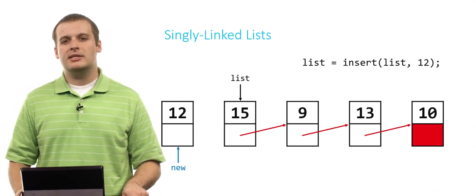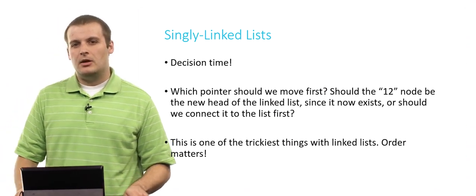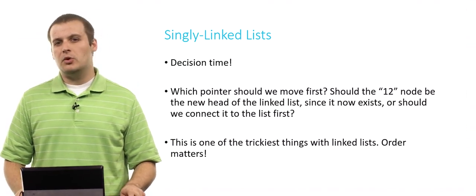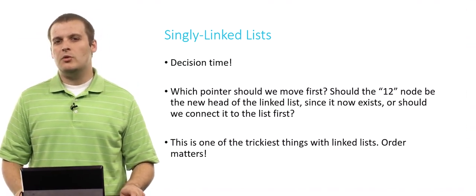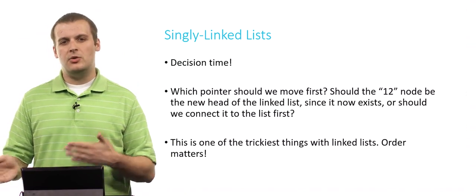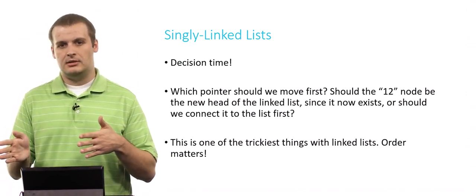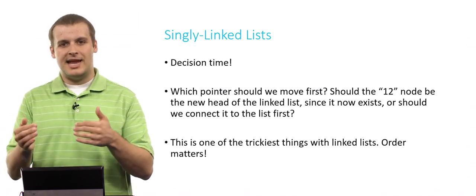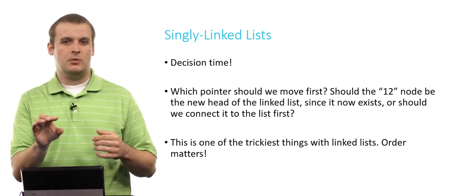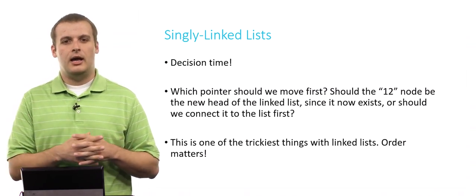So now we've reached a decision point, right? We have a couple of pointers that we could move. Which one should we move first? Should we make 12 point to the new head of the list? Or excuse me, should we make 12 point to the old head of the list? Or should we say that the list now begins at 12? There's a distinction there, and we'll look at what happens with both in a second.